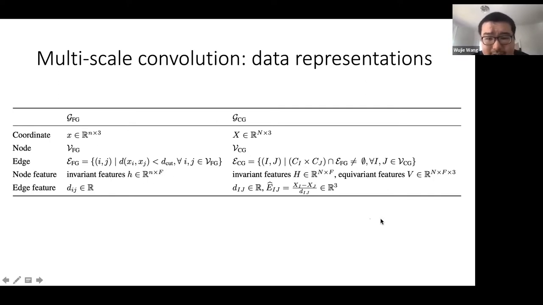There's also an associated coarse-grain graph you can define. This graph has fewer nodes. For the edges, we decide that two coarse-grain nodes have an edge if at least one pair of their underlying fine-grain nodes are connected. That's one choice about the edges. You could also use a weighted adjacency matrix, but that's just a design choice.